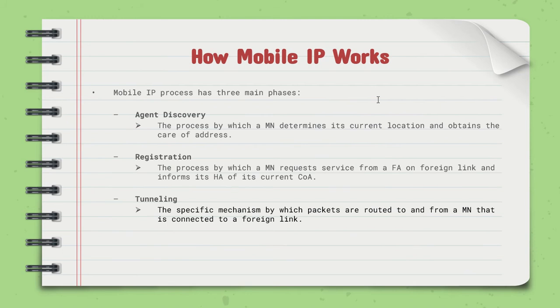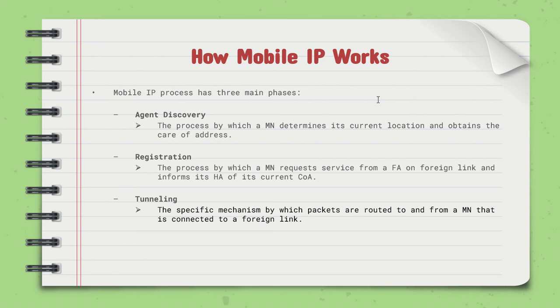Okay, next we move to how mobile IP works. Mobile IP process has three main phases, which are agent discovery, registration, and tunneling. Okay, first, agent discovery. Agent discovery is the process by which a mobile node determines its current location and obtains the care of address.